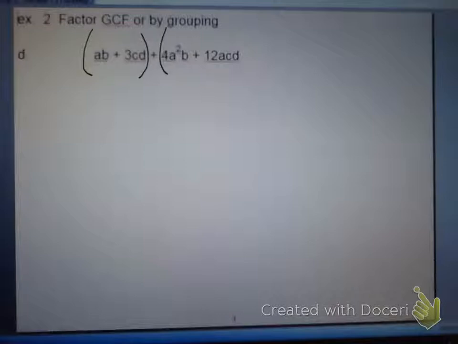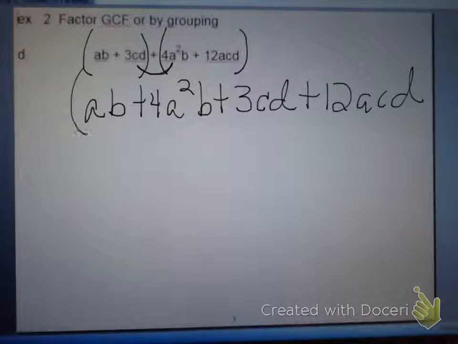Again, make sure you have that plus sign in between. I'm going to pull out, I don't have a common factor, so I'm going to look around, and I think maybe what I need to do is rewrite this, switching the second and the third term together. So that's what I'm going to do. Okay, now I'm going to group the first two together and the last two together.